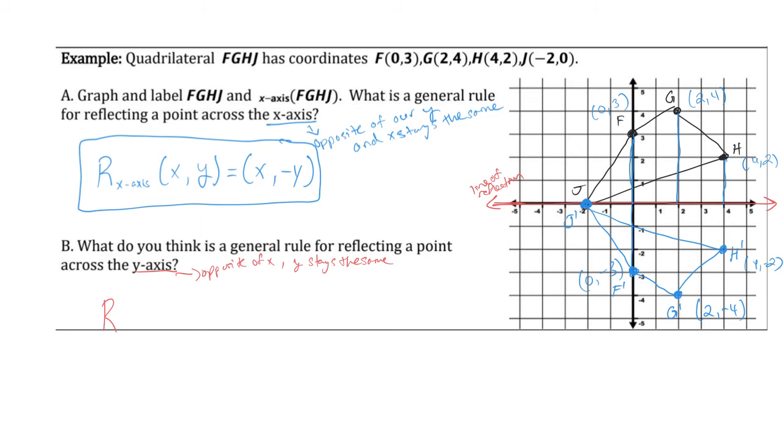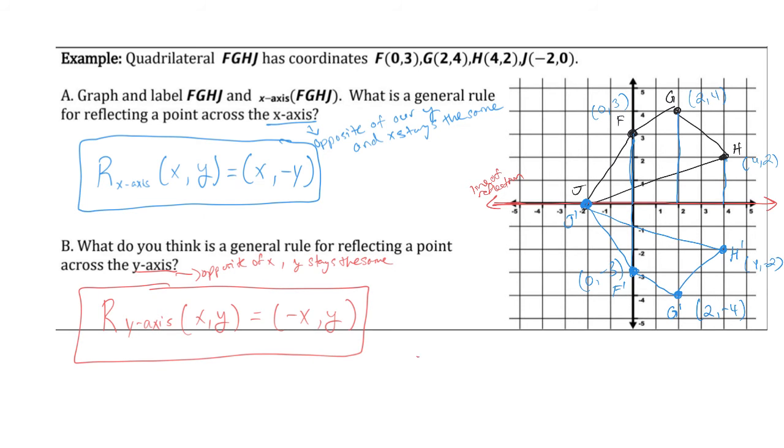Right, because that means it's our y-axis, so if we're on the right side, it's going to the left side of that y-axis, and vice versa. So reflection over the y-axis, your (x, y) changes to (-x, y). Opposite of x.